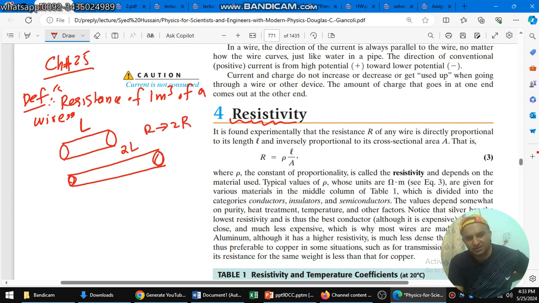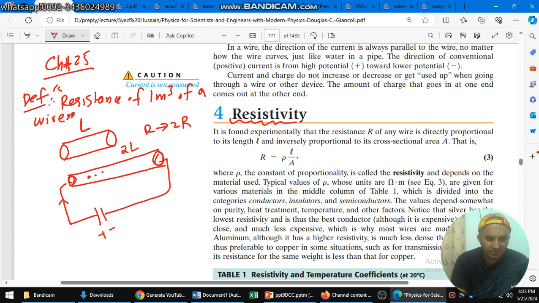So what does it mean? Why is it so? Because the resistance is offered by the charges as the charges move through. For example, if we connect the wire with a battery, the charges flow through this wire, and the charges face opposition. If we increase the length, more opposition is offered by the atoms, because the number of atoms increases. So it means the resistance is proportional to its length, number one.